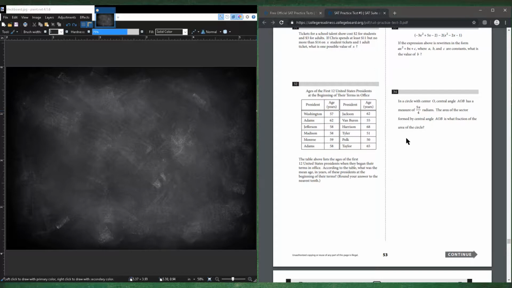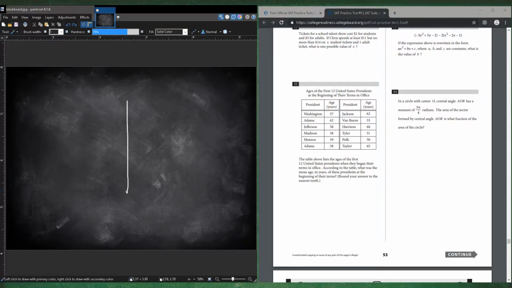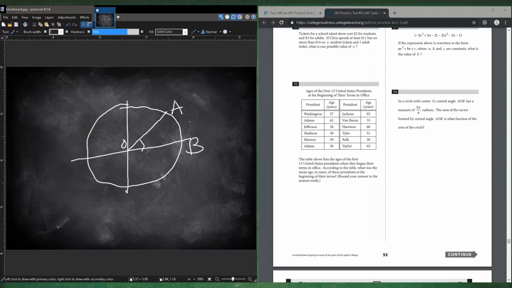34. In a circle with center O, central angle AOB has a measure of 5 pi over 4 radians. The area of the sector formed by the central angle is what fraction of the area of the circle? So I'll give you a visual diagram first. Let's say we draw a circle with center O, and we'll draw a triangle right here. So that's central angle AOB. That's the angle, and this one is 5 pi over 4.